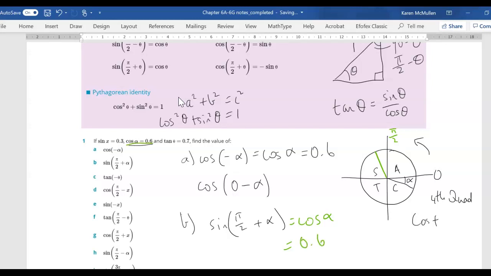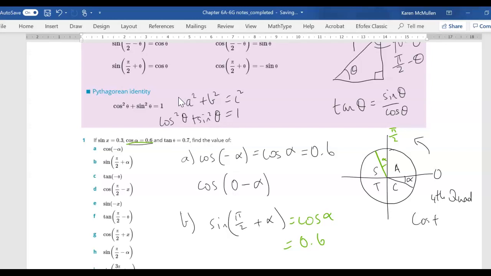So it's just using the question to figure out which quadrant you're in, and then using the information given to work out what your answer is. Even though this is alpha, remember the two angles have to add up to 90 degrees. So pi on 2 plus alpha is the same as cos alpha.